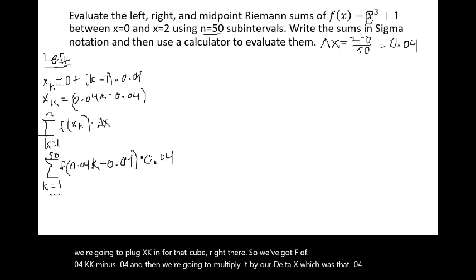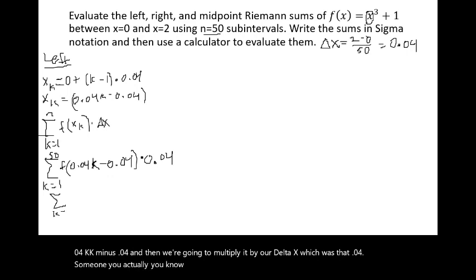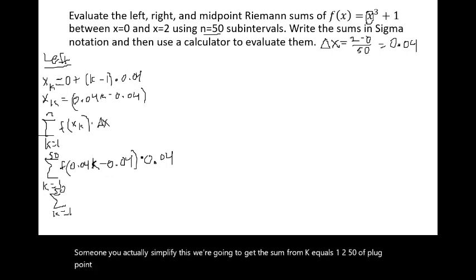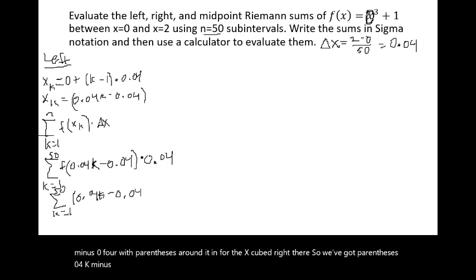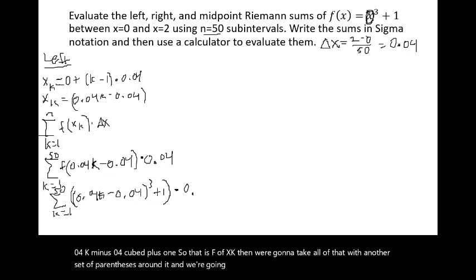So when you actually simplify this, we're going to get the sum from k equals 1 to 50 of, plug 0.04k minus 0.04 with parentheses around it in for that x cubed right there. So we've got parentheses 0.04k minus 0.04 cubed plus 1. So that is f of xk. Then we're going to take all of that with another set of parentheses around it, and we're going to multiply it by 0.04.